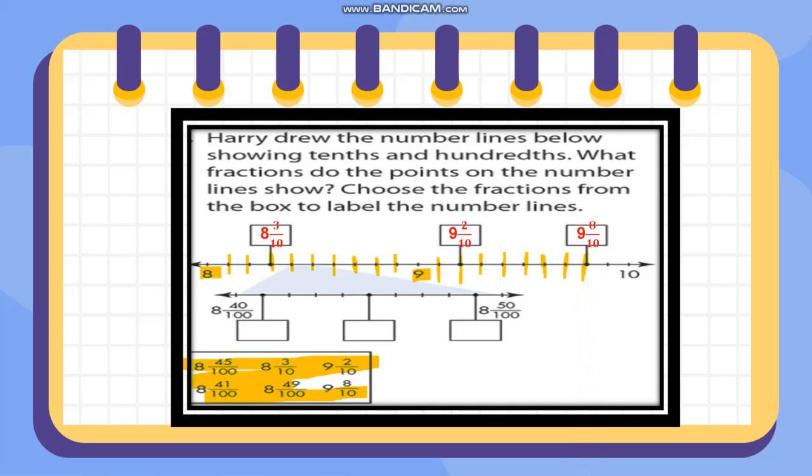Okay, and next, this is 840 hundredths, and this is 850 hundredths, the last one. So it means it is a continuous 40, 41. So that is 841 hundredths, 42, 43, 44, 45 hundredths, 8 and 45 hundredths, 46, 47, 48, 49. So that is 8 and 49 hundredths.